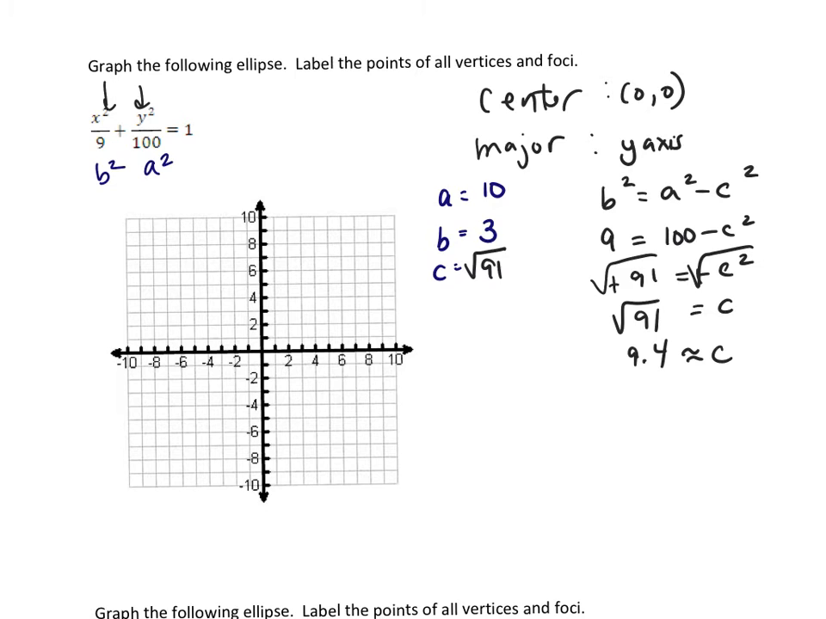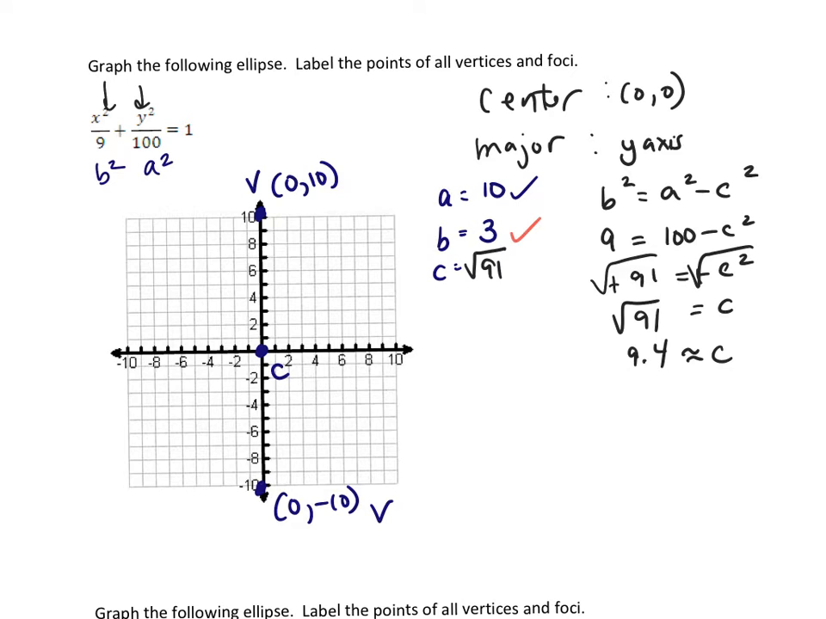So there are our points. So from that, I should be able to label all my points and get a pretty good graph. So here's my center. So for my vertices, which are 10, now remember the major axis is the y-axis, so it's going to go up and down. So I'm going to go up 10. So 0, 10 will be a vertex. And then down here, 0, negative 10 will be a vertex as well.